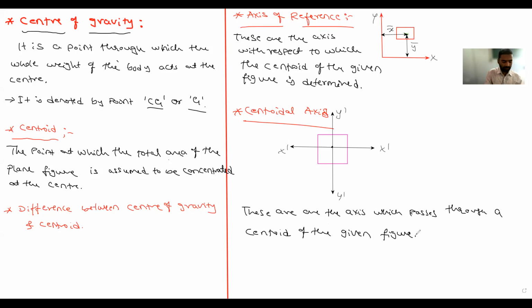So are you getting the difference between the axis of reference and centroidal axis? Axis of reference means the centroid of a plane figure is calculated with respect to some axes, by referring to those axes. Those axes are called axis of reference. Centroidal axis means these are the axes which pass through the centroid. Okay, so there is one more definition. That is called symmetrical axis.